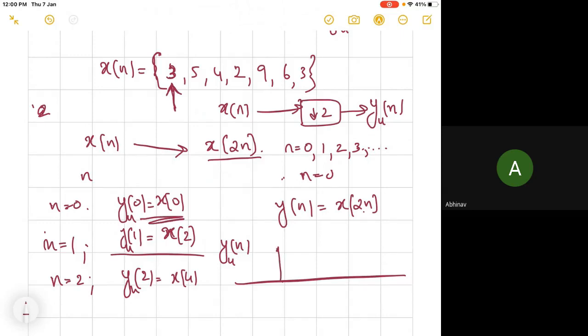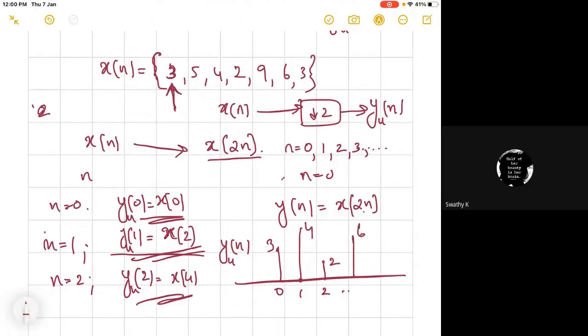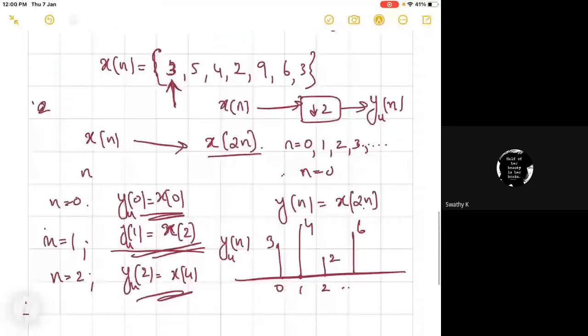yd of 0 is x of 0, which is 3. yd of 1 is x of 2, which is 4. yd of 2 is x of 4, that is 2. Okay, so like that it goes. You get 3, 4, 2, 6. This is downsampling.